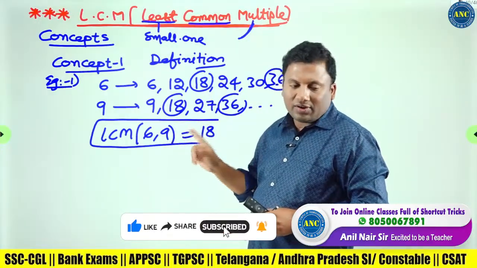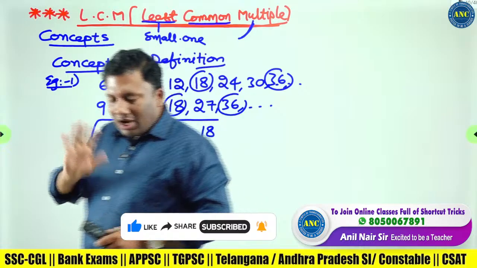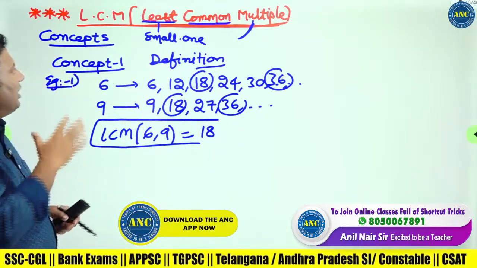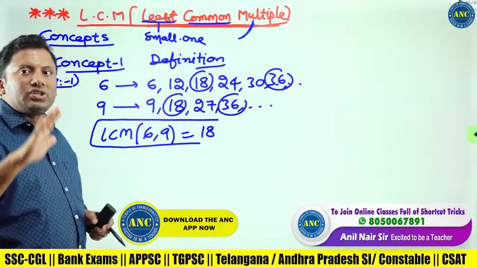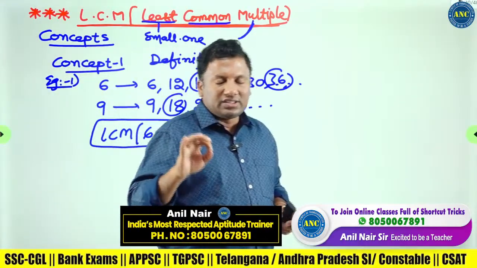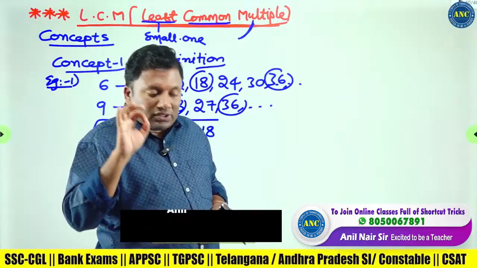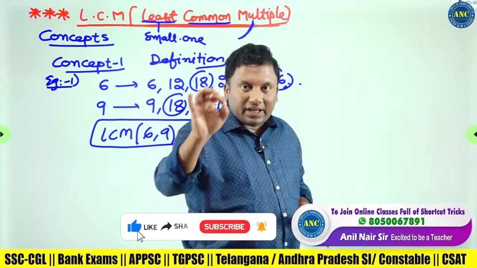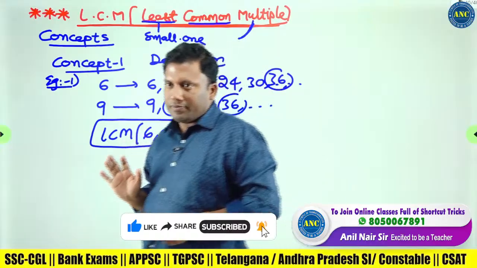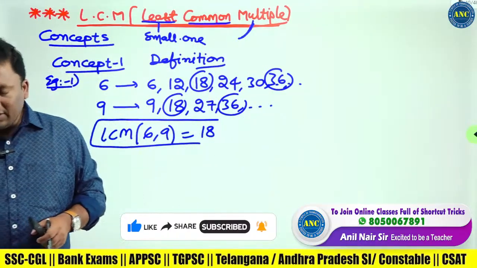18. Write down 18. We will not use this approach. This is for our understanding of the keyword least common multiple. As the keyword suggests, take the multiples of every number, take the common multiples and take the smallest. Sir, for bigger numbers? That we will discuss.